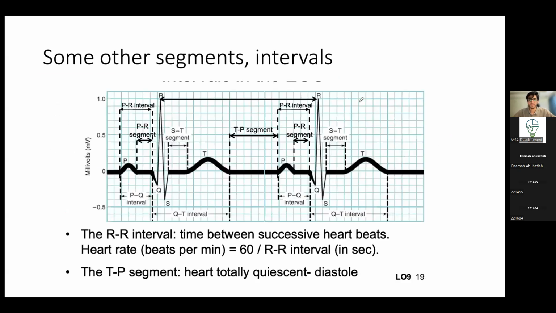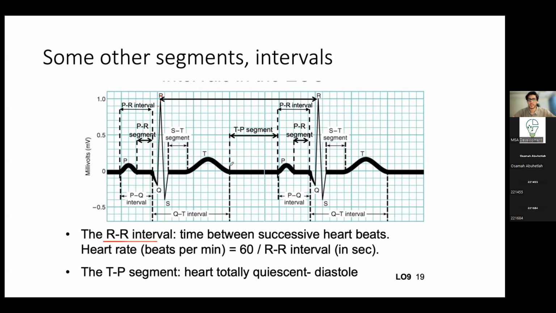All right. There are some other segments and intervals that are mentioned in your lecture, which I'll just try to mention. The RR interval is from one R wave to the other R wave. You can use this to calculate the heart rate. It's basically the time between heartbeats.